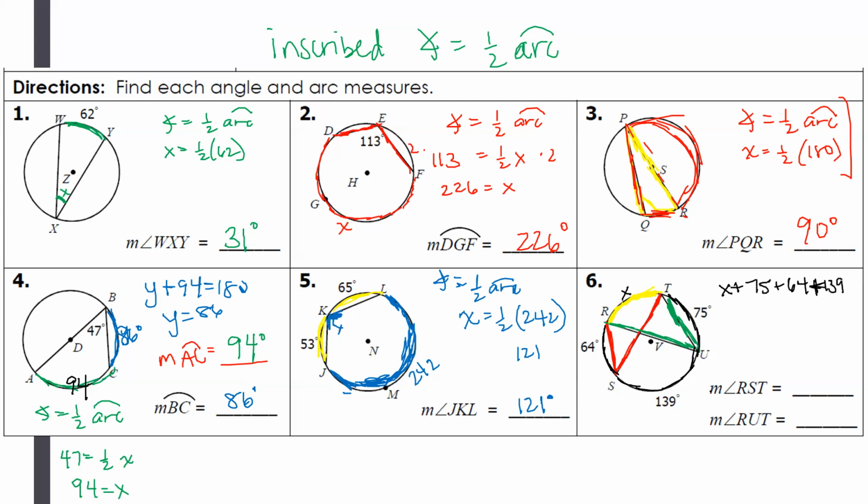That's a plus. And we can solve for X. I'm just going to take that 360 and subtract 64, 75, and 139. So my yellow arc is now 82 degrees.